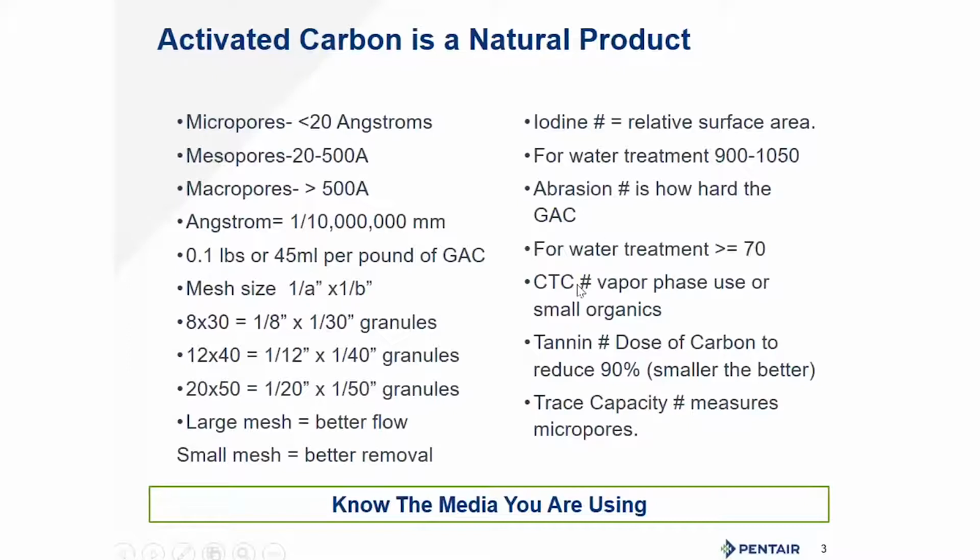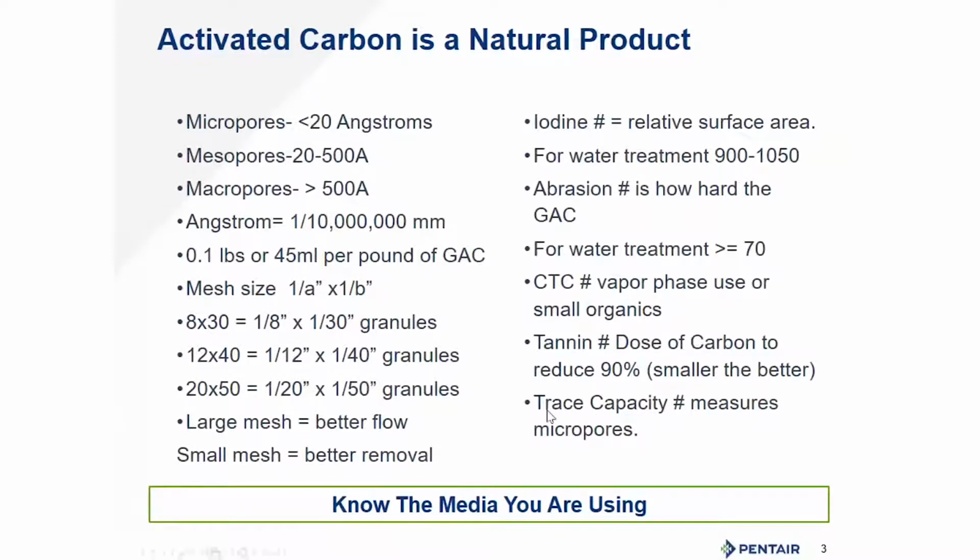And the CTC: this is a number used in vapor phase, but also in liquid phase for small organics. This is the number you're going to associate with your trihalomethanes and things like that from the water supply. Now, tannin number is the dose of carbon to reduce the tannin amount by 90%. The smaller this number, the better. You're going to get these numbers from your carbon OEM.